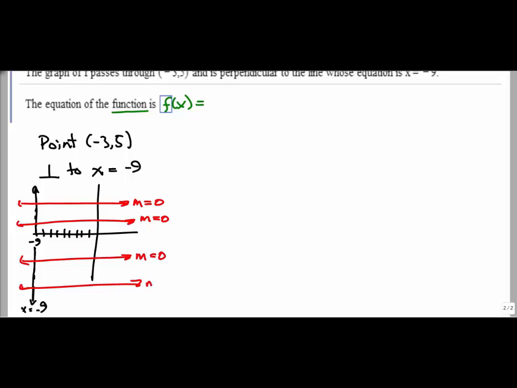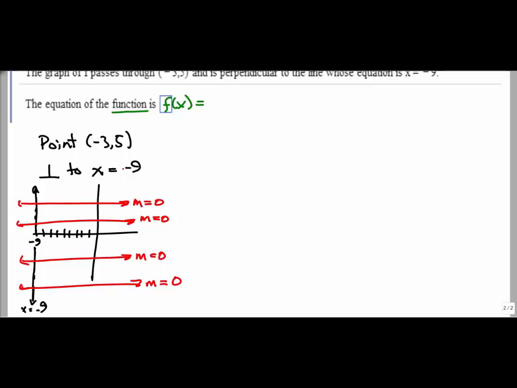So it doesn't matter which line I draw. Most lines only have one line that's perpendicular, but this has an infinite number. Well, I should say they have an infinite number that are perpendicular, but they're in different locations. You can slide them up and down, but they all have the same slope.